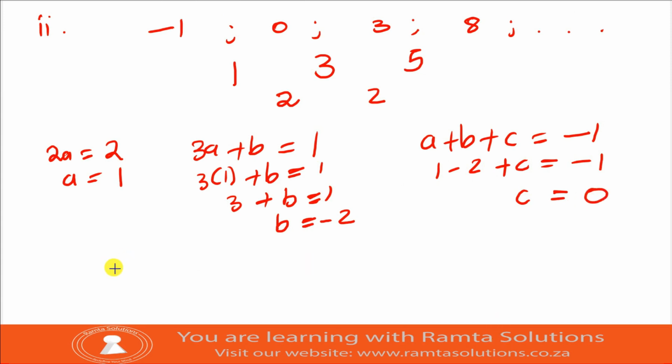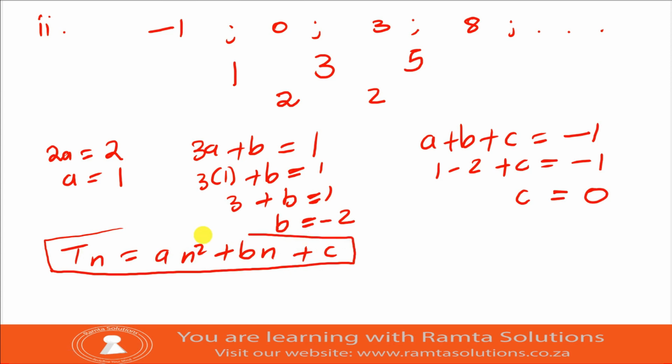Therefore, our general term, remember, we are using this guy here. I will always remind you, we are using this guy here. So what is our general term? It is Tn equals, what is A? It is 1. So this is n squared. What is B? It is minus 2. So it will be minus 2n. What is C? It is 0. So I'm going to leave it like this.